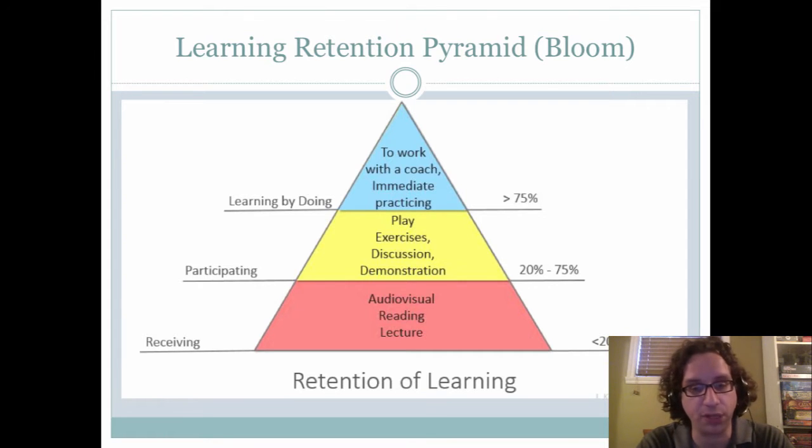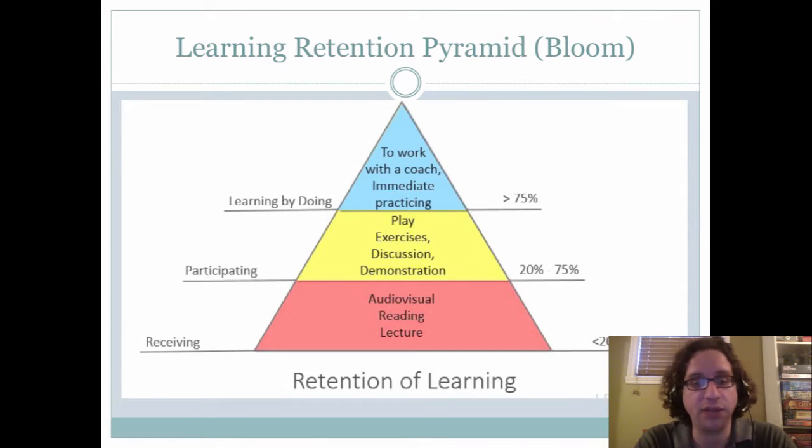So the first example at the bottom in red is receiving information. So this is a lecture. The student is watching an audiovisual document, a video, he's reading, or he's sitting in a lecture. How much does the student remember from that experience? It's considered to be under 20%.